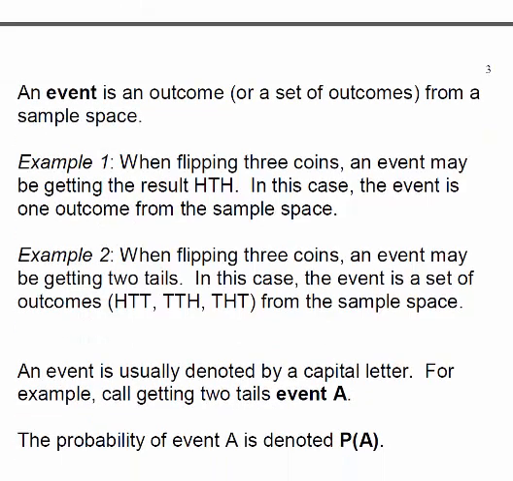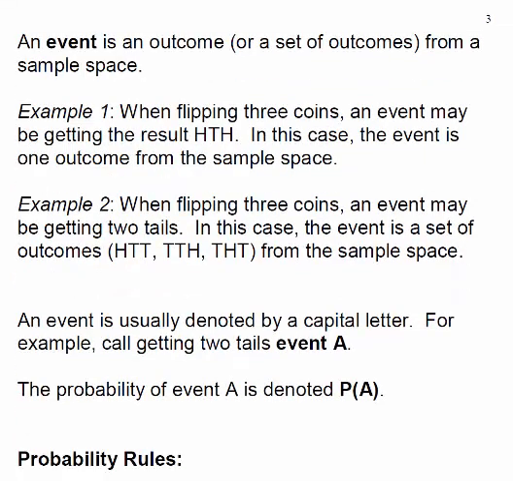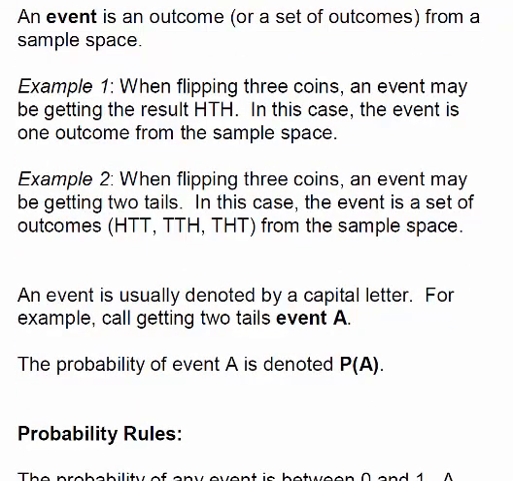Example 2, when flipping 3 coins, an event may be getting 2 tails. In this case, the event is a set of outcomes with 2 tails. So we have heads, tails, tails; tails, tails, heads; and tails, heads, tails from the sample space. These are separate outcomes, and so we would list them separately in the sample space. An event is usually denoted by a capital letter, so we say A, if that's what we're calling this particular one, and then the probability of that event is P with A in parentheses.